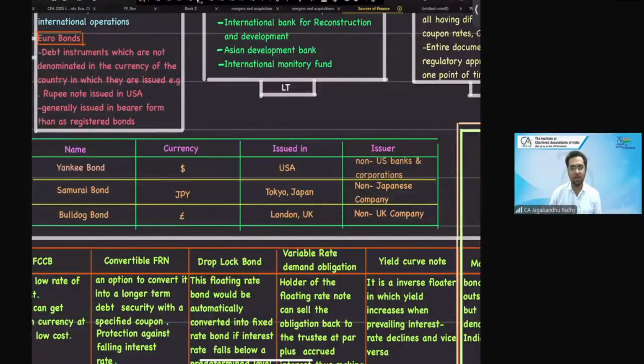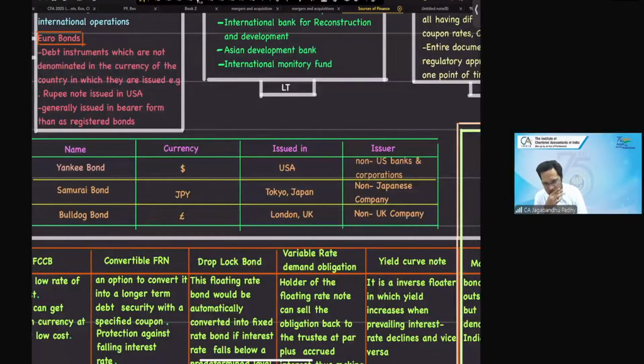Like an Indian company may go to the US market and ask for money from the investors, but then I'll be issuing Yankee bonds over there. I cannot issue Indian bonds because in US they won't recognize the Indian bond anyways. Same way, if you go to Japan and issue a Japanese bond, but being a non-Japanese company, then you call it a samurai bond. Same way, bulldog bonds are issued in UK by a non-UK company.